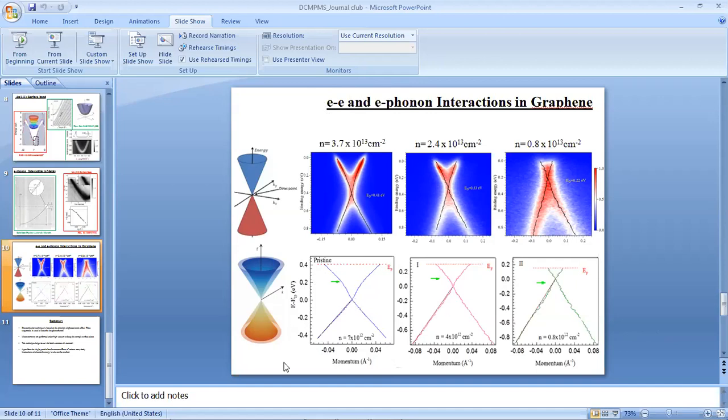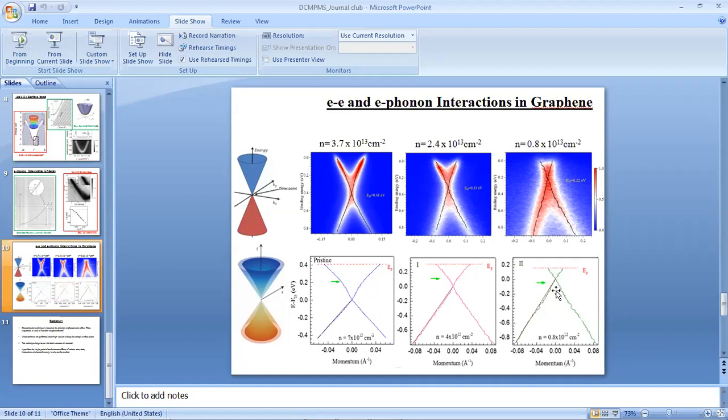Okay, so that was my question. When you say that the deviation from linearity is the electron-electron interaction signature, I was wondering why not on the upper cone. So that is for electron-phonon interaction, as you mentioned, right? Because it is in the Debye energy range.